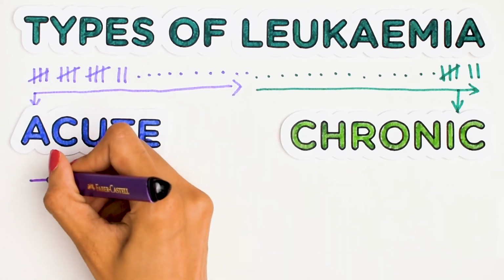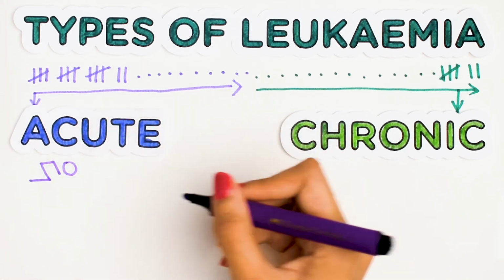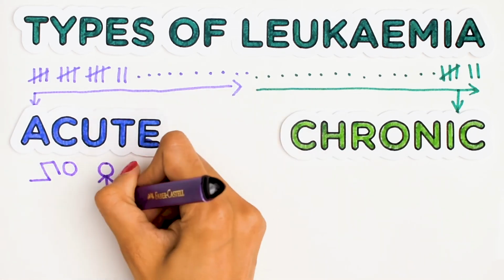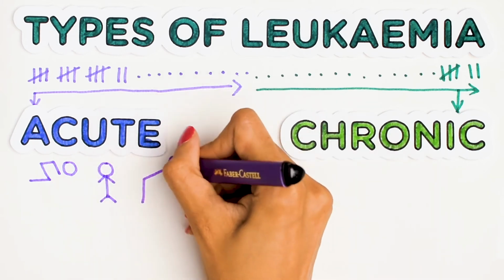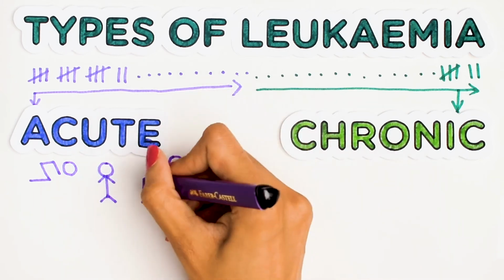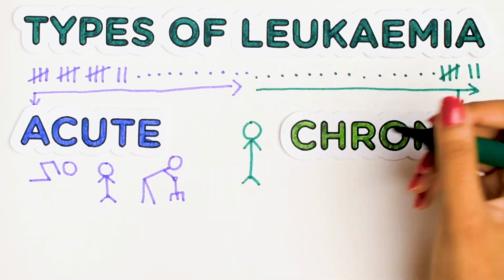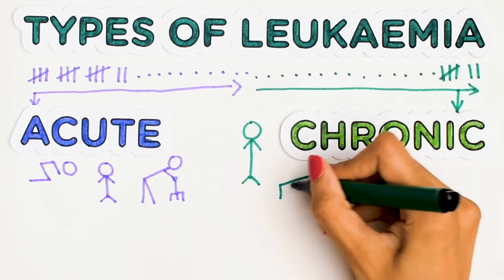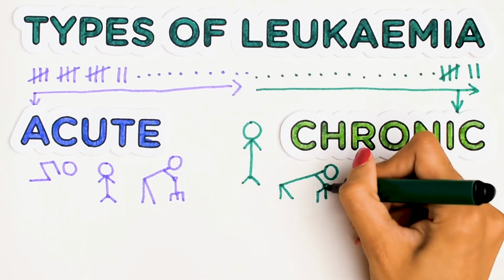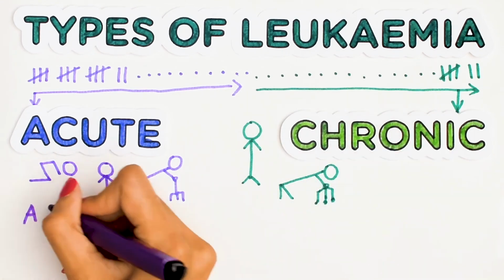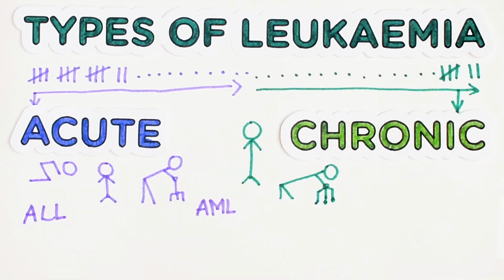Acute leukemia develops fast and manifests within a few days or weeks, and it can occur at any age: childhood, middle, or even old age. Chronic leukemia develops slowly and progresses over many years, and this occurs mainly in middle or old age people. Leukemia is further classified into 4 different types.